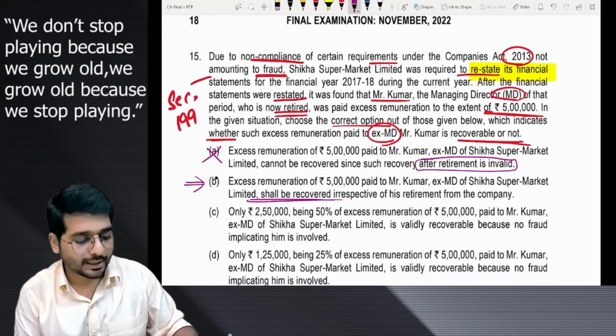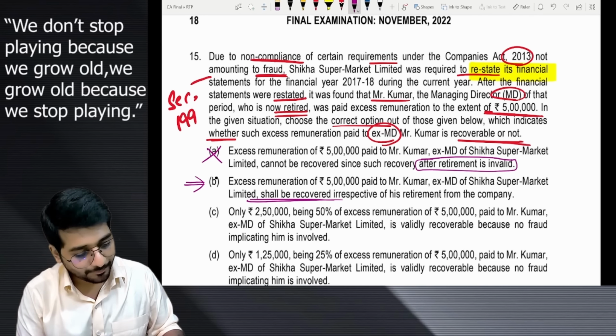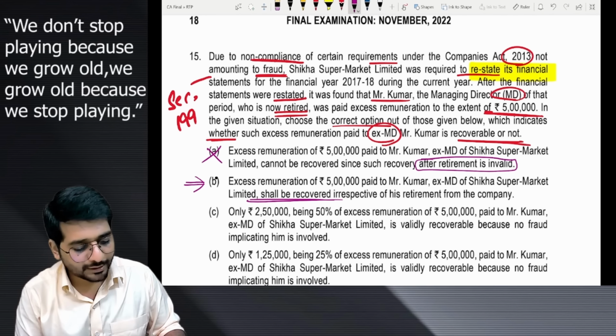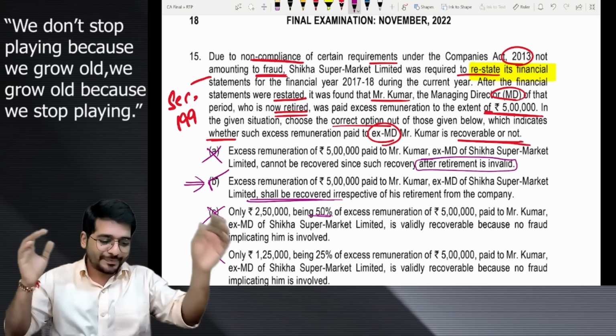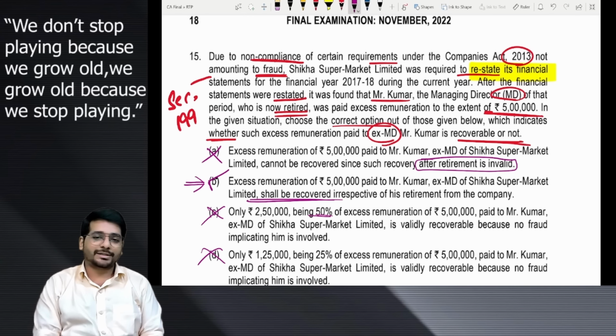I like you, but I am not overconfident about you. Wait. Only 2,50,000, 50% can be recovered. I don't know. Only 25% can be recovered. No. That's our easiest correct answer.